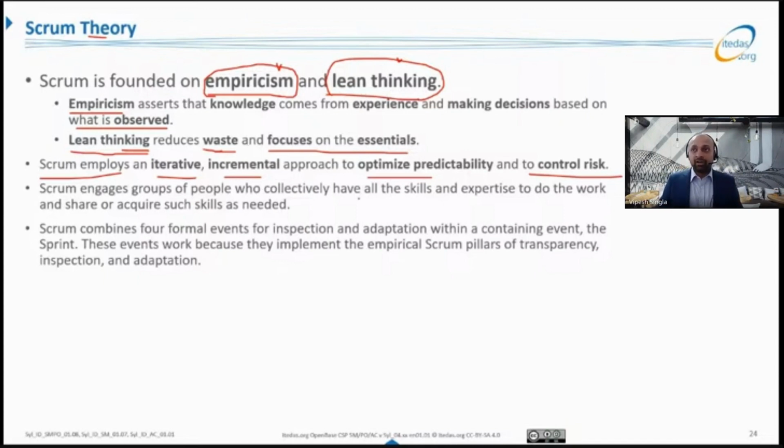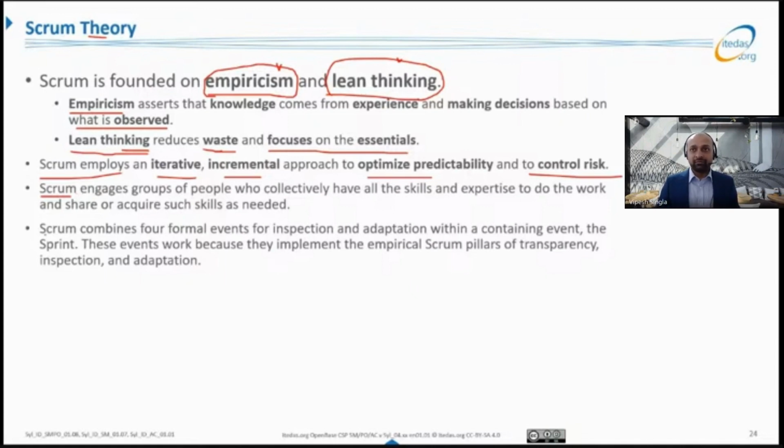Scrum engages a group of people who collectively have the skills and expertise to do the work and share or acquire such skills as needed. What this point is about is that in Scrum you have a cross-functional team. Cross-functional means you have people with all the expertise required to build this increment of product within a single team, right? That doesn't mean each person should be an expert in everything. If, for one user story, you need a developer, a tester, and an architect, these can be three different people with three different skill sets. Each member doesn't need to have all of these skills. As a Scrum team, you should be capable of delivering a requirement together.